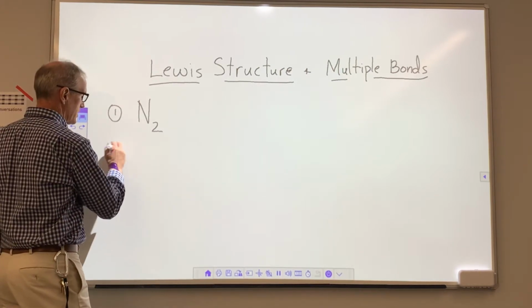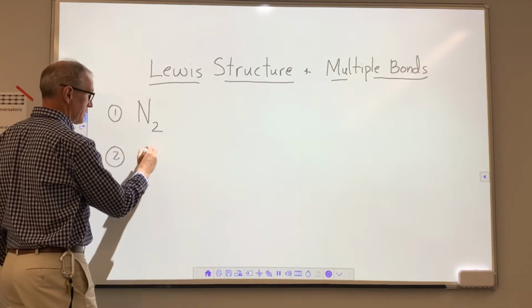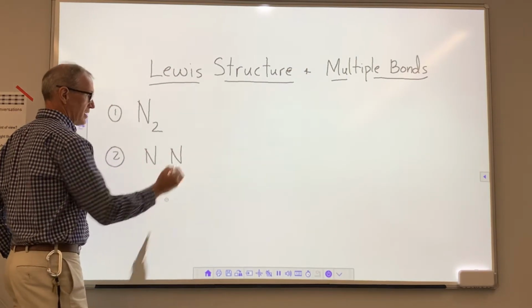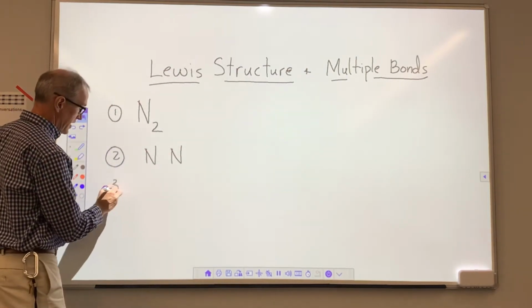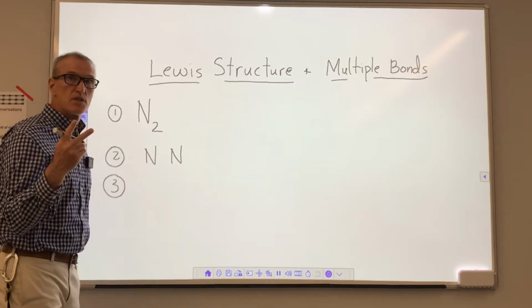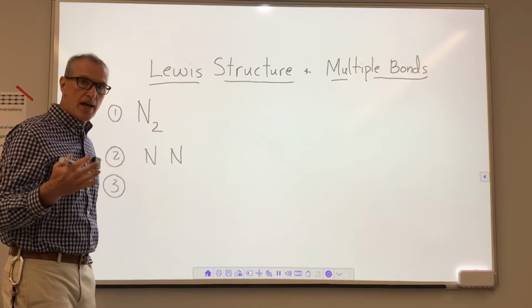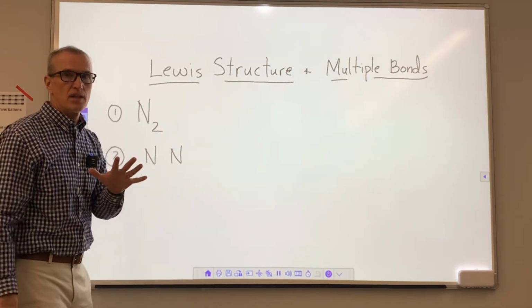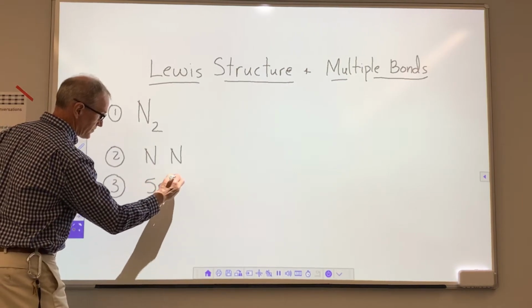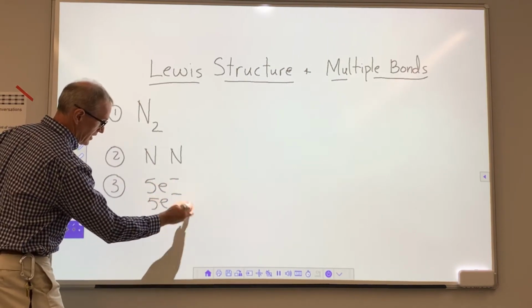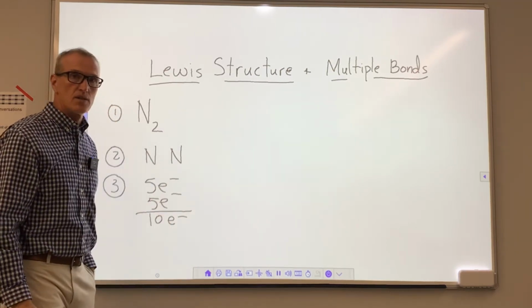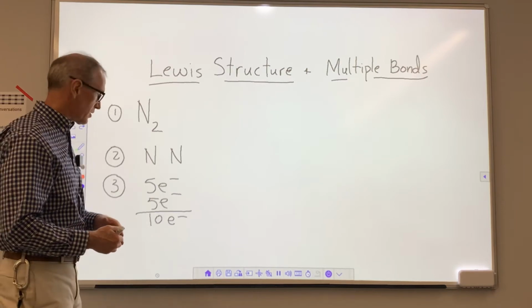The next thing we wanted to know is, what is the arrangement? Well, obviously, with two atoms in the molecule, they're side by side. So that's our arrangement. The next step is, how many valence electrons? So we have two nitrogen atoms, and each nitrogen atom brings 5 valence electrons to the picnic. So we have 5 plus 5 is 10 total valence electrons that are going to be distributed in this molecule.